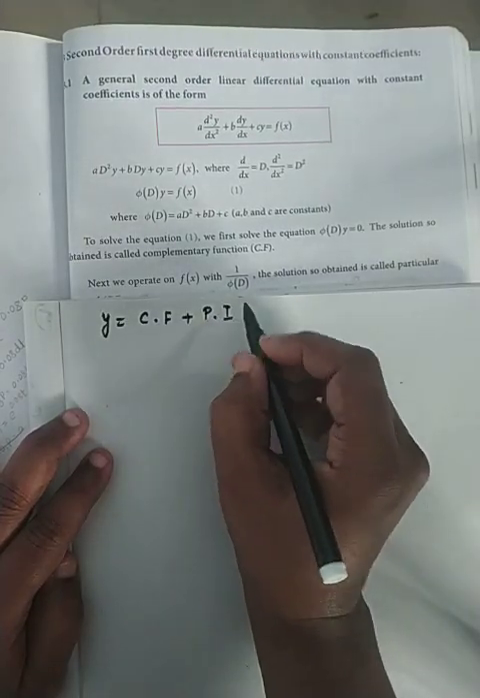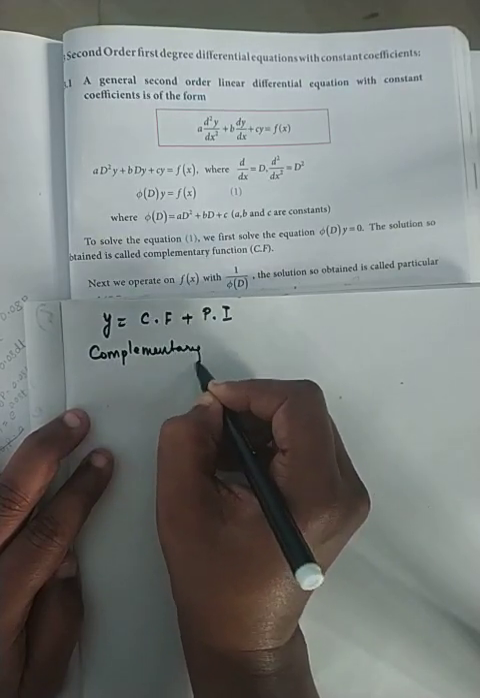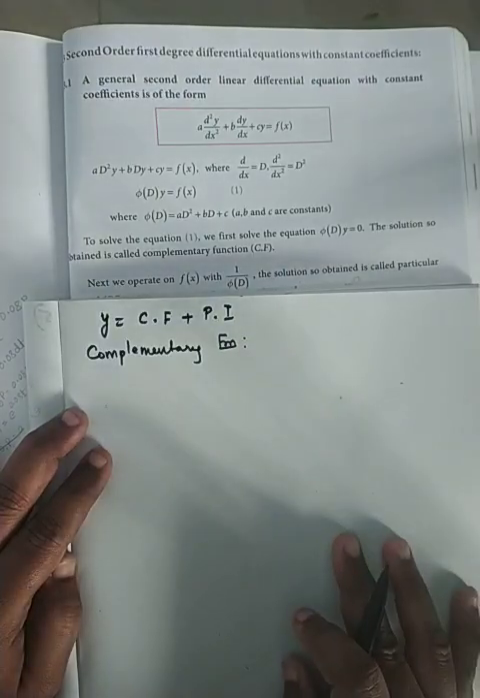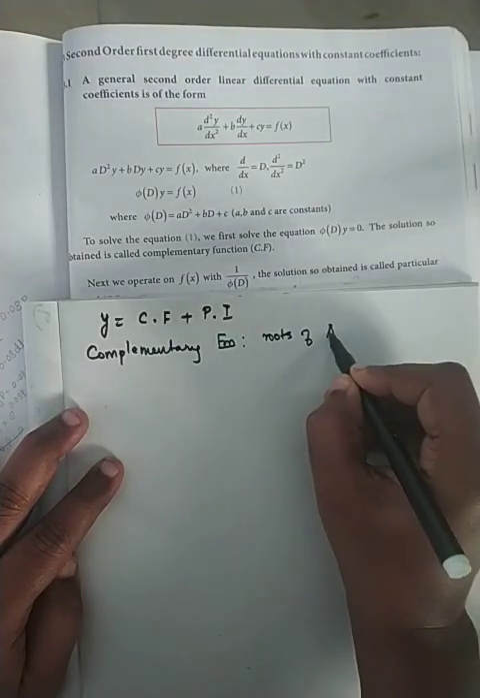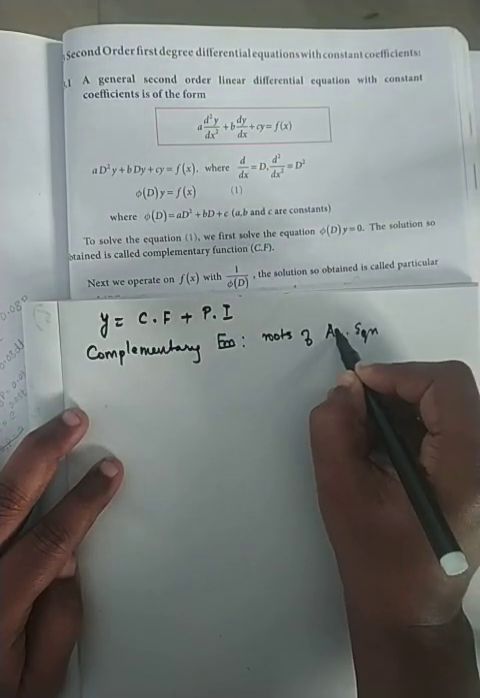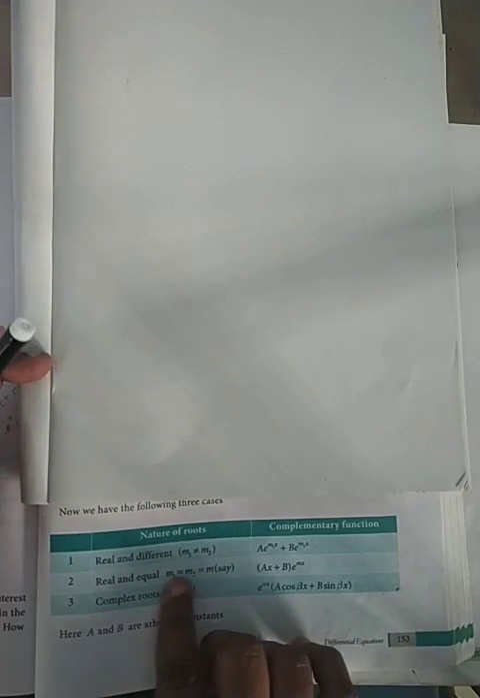Now first of all, what is this complementary function? The complementary function is nothing but you have to find the roots of the auxiliary equation. You find the roots of the auxiliary equation and then we will be using this tabular column. What is this tabular column saying? We have to find the roots. Depending upon the roots, we can write the three complementary functions.